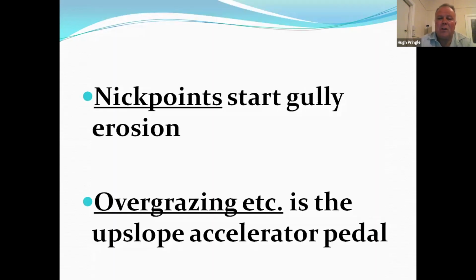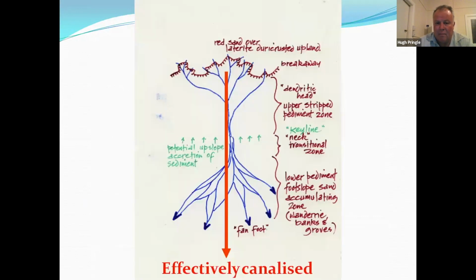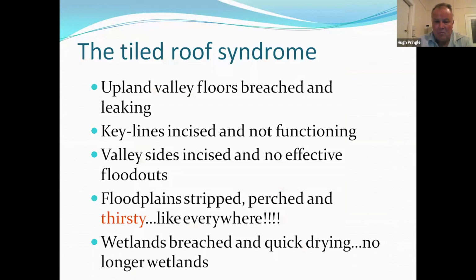So it's really important to understand that nick points start gully erosion. Overgrazing, etc., is the accelerator pedal, not the cause in most cases. And that's what you end up with. Instead of having tributary, keyline, distributary, and then your bottomlands, you end up with a canal to the coast. And there are far too many catchments in Australian rangelands or the outback that are like that. But it can be fixed, and Paul will talk to you more about that.